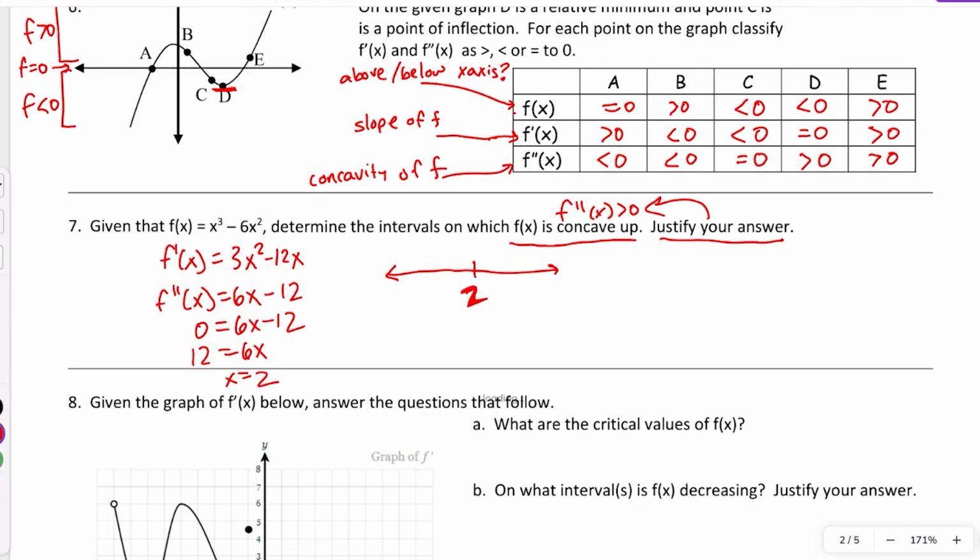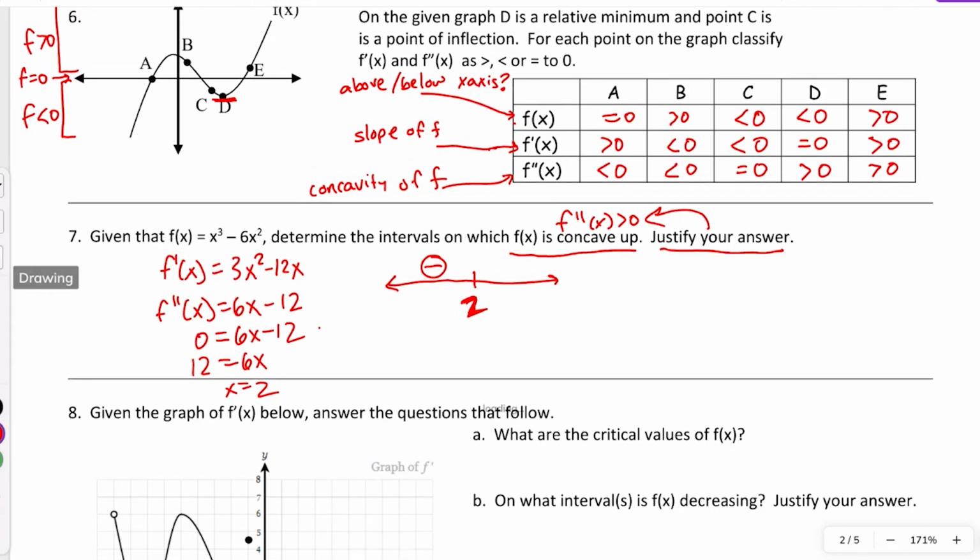Now, if I substitute in a number smaller than 2 into 6x minus 12, which is the second derivative, plugging in a number like 0 is going to give me a negative result. Plugging in a number like 10 will give me a positive result. So F is concave up from 2 to infinity. Maybe I'll say F is concave up on the interval 2 to infinity, and I know that's true. My justification is because F double prime is positive.